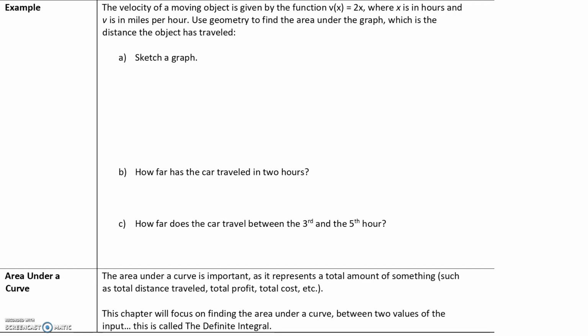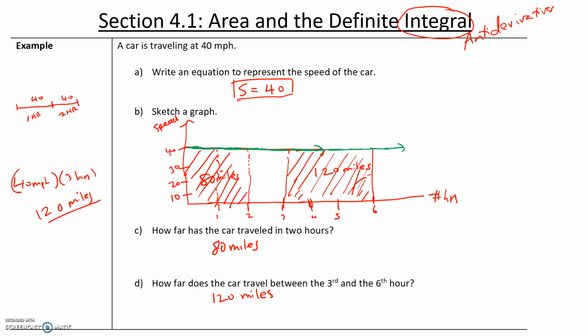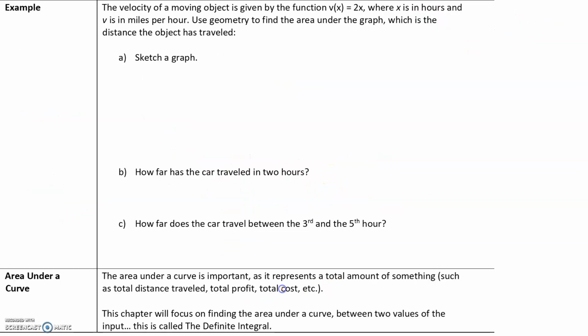Here's another example. The velocity of a moving object is given by the function v of x equals 2x, where x is in hours and v is in miles per hour. Use geometry to find the area under the graph, which is the distance traveled by the object. So once again, if we have speed on one axis and the number of hours on the other axis, then the area under the curve is going to be the distance traveled. Same here, except our speed is given not by a constant function like 40 miles an hour, but by a function v of x equals 2x.